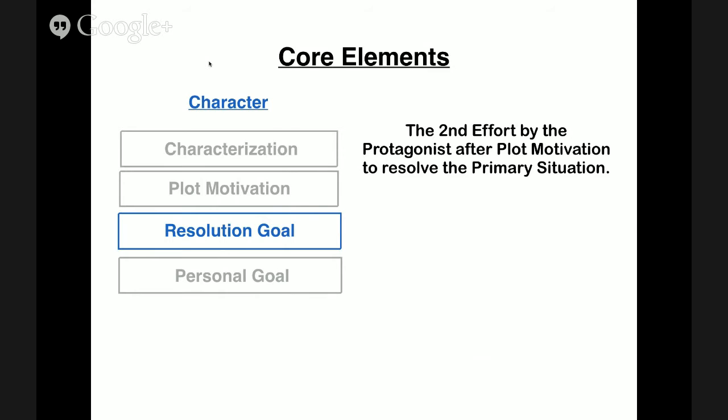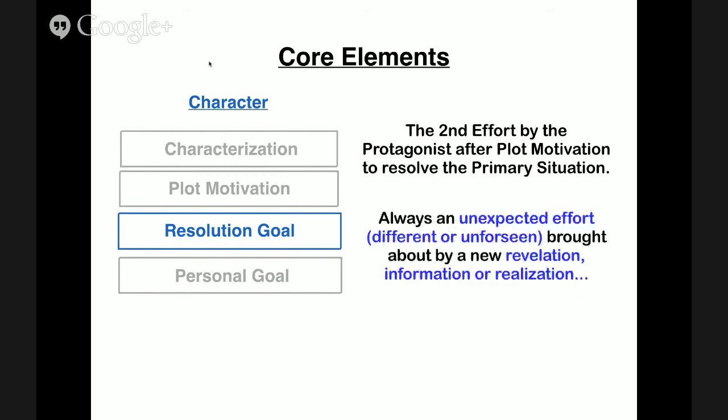The character is now an hour or more into the movie. The character has been through some stuff. He's learned a couple of things. He's not as naive as he was at the beginning. Okay? So the resolution goal is the second effort, the first one being the plot motivation. The second effort by the protagonist after plot motivation to resolve the primary situation.